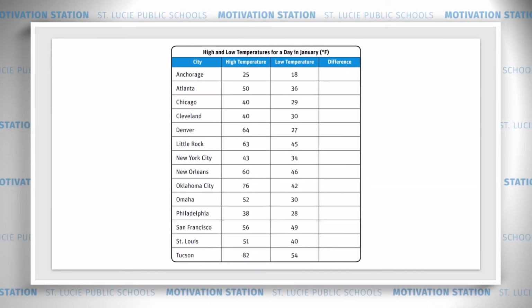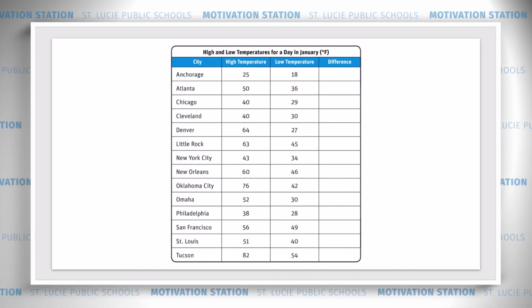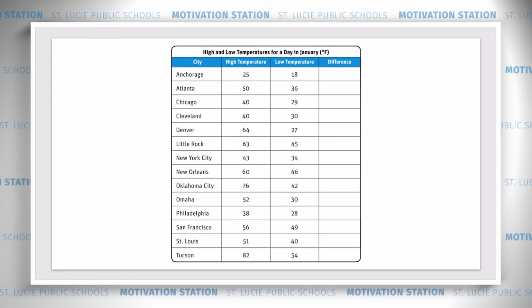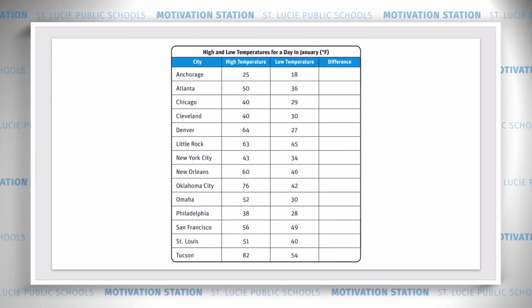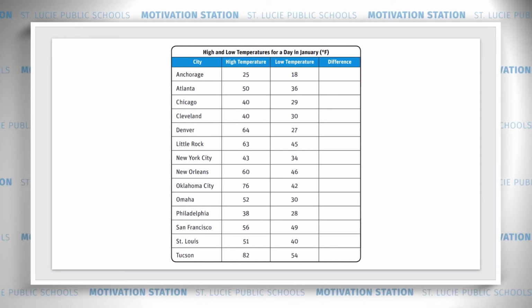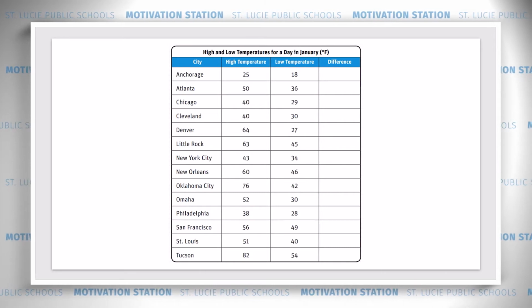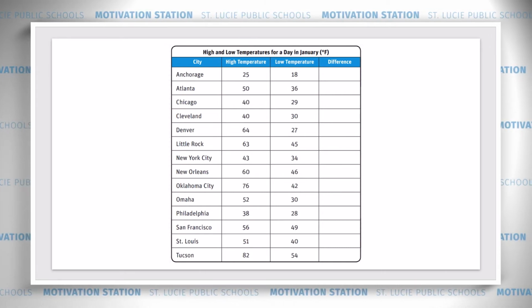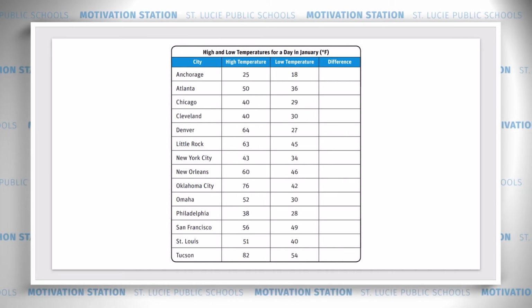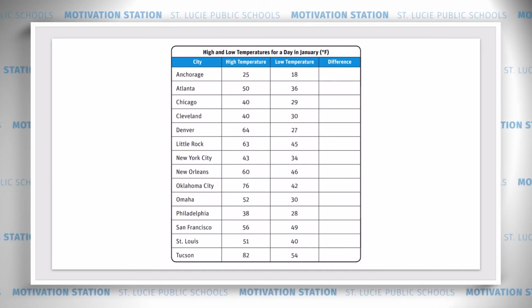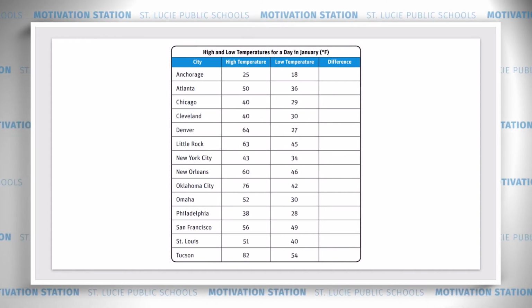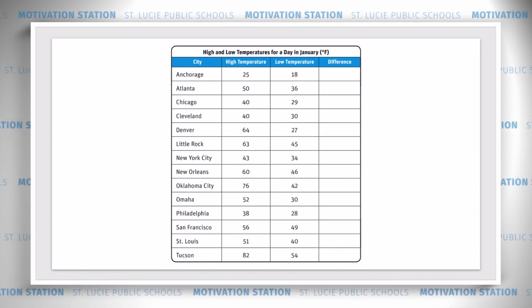Let's take a look at the temperatures on this chart. All the temperatures given are in Fahrenheit. That is the way we measure degrees temperature in the United States. Just for some comparison, 32 degrees Fahrenheit is the temperature that water freezes at. So that's when you might start seeing snow, is 32 degrees and below.